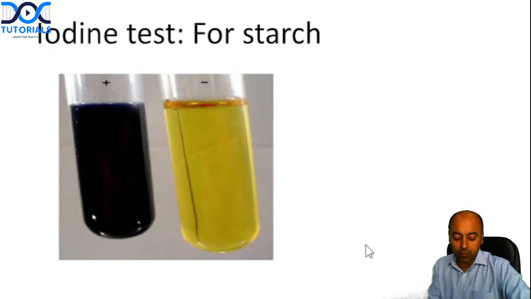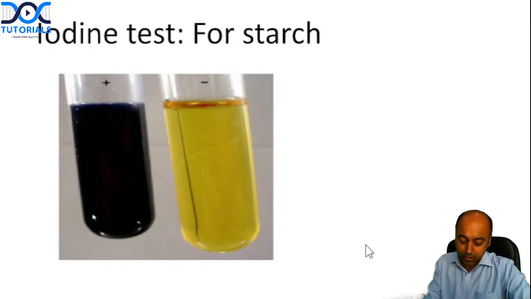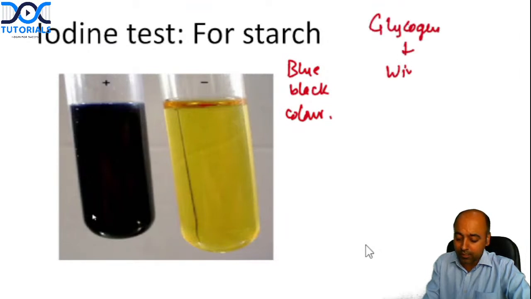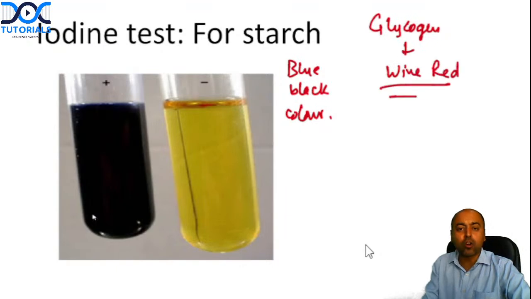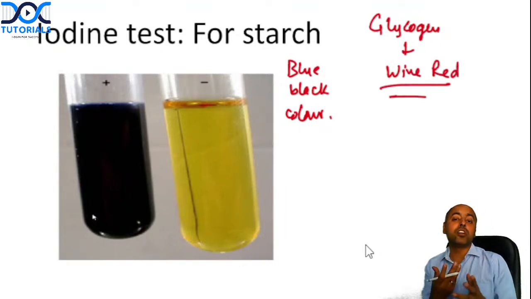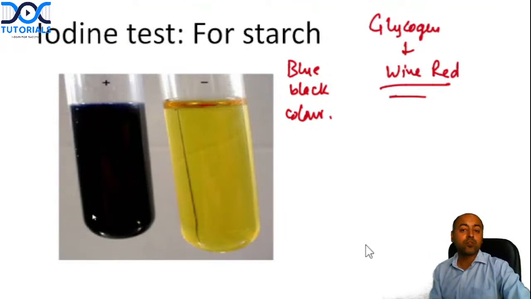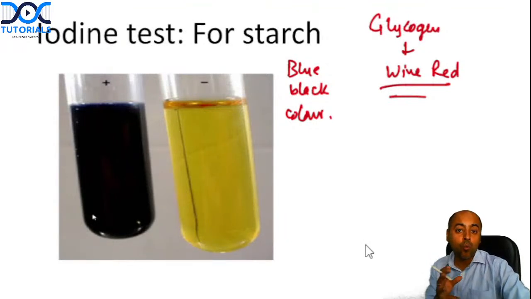Then iodine test, commonly for starch, you can see the blue-black color. The blue-black color, which is for starch. In case you have the glycogen in the sample, you can get the wine red color, commonly done for the tissue staining where we are looking for the glycogen stores. So there you can do the staining with iodine and you're going to get the wine red color for the iodine.